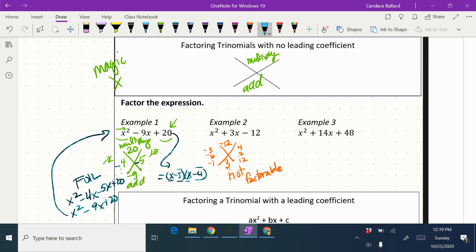All right, let's take a look at example 3. So I need 2 numbers that multiply to 48 and add to 14. So as I'm going through my list, I'm thinking maybe 6 and 8. Let's see, 6 times 8 is 48 and 6 plus 8 is 14. So that has to be what it is. So I'm going to have x plus 6 times x plus 8. It does not matter what order I have the factors in. I could have written it as x plus 8 times x plus 6 as well.